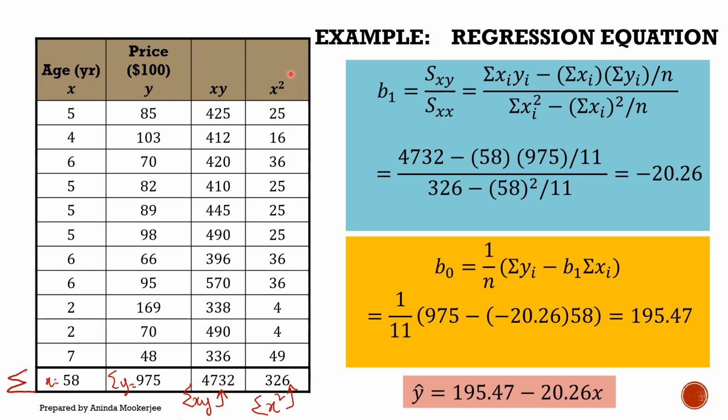And then for the last column, all you need to do is square all the x values. So 5 squared is 25, 4 squared is 16, 6 squared is 36, 5 squared is 25. Square all these individual x values and sum them up, which comes to 326. Then we need to sum up all the columns. The sum of all the ages is 58. The sum of all the y values is 975. The sum of x times y is 4732. And the sum of all the x squared values is 326.